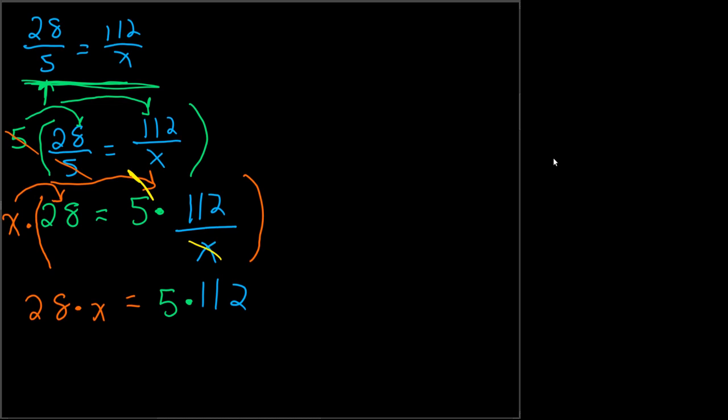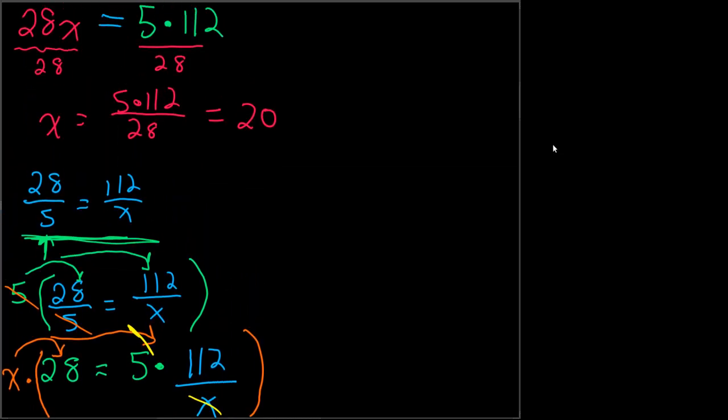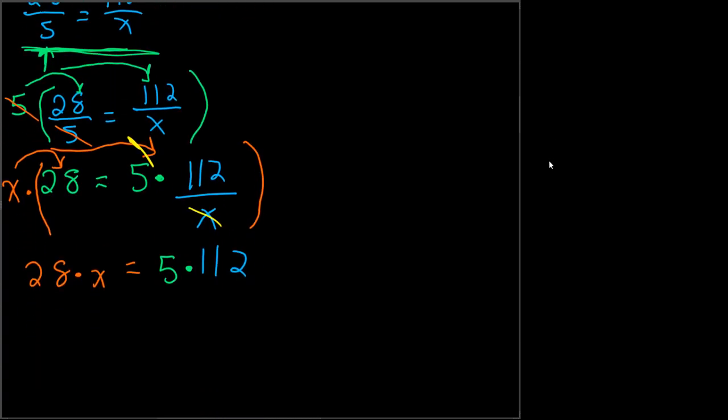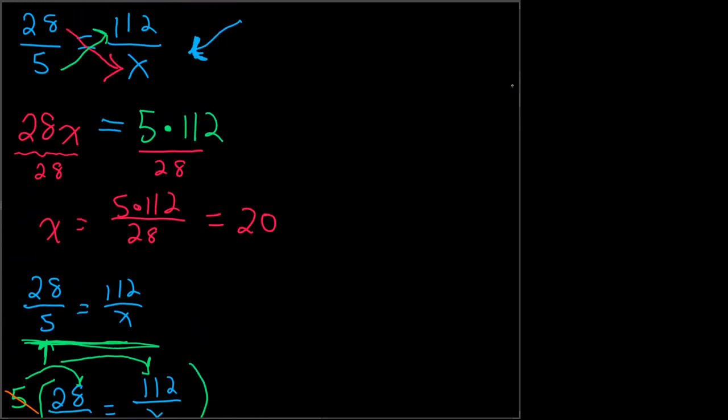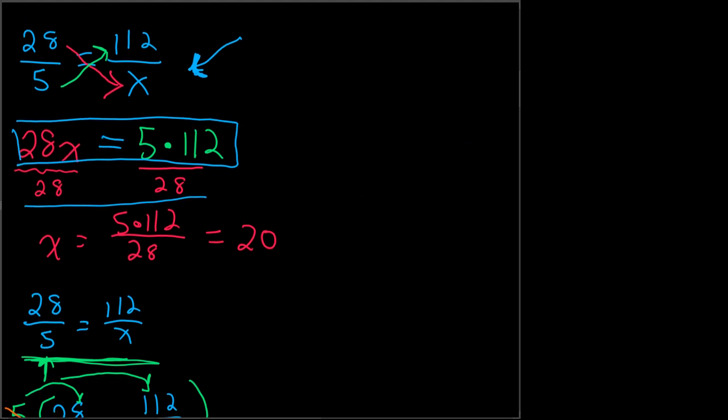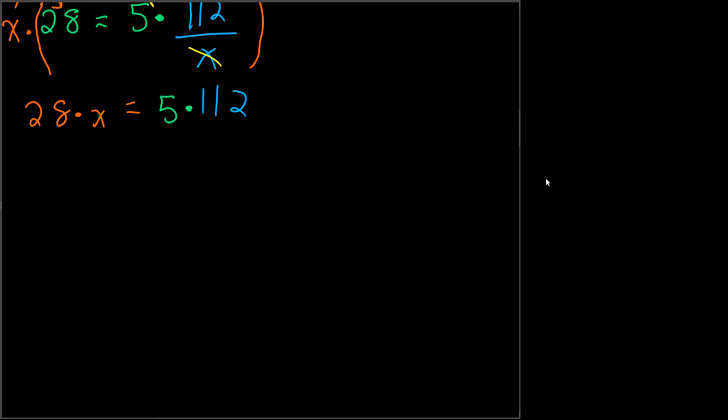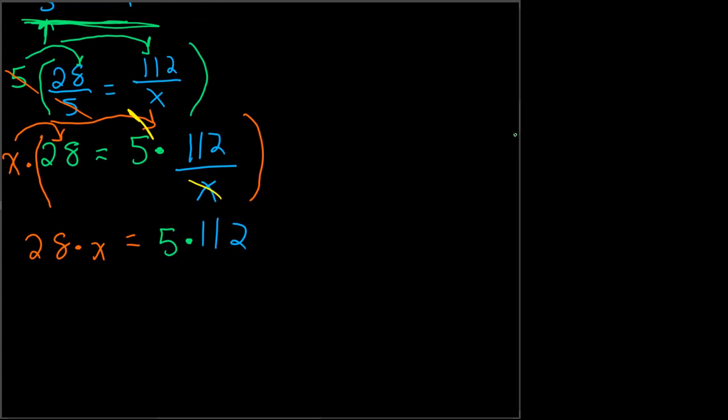And if I scroll back up, that puts me at the same place I was right here, right? When I have the 28x equals 5 times 112, I get to the same place. And so solving it from there ends up being the same thing.